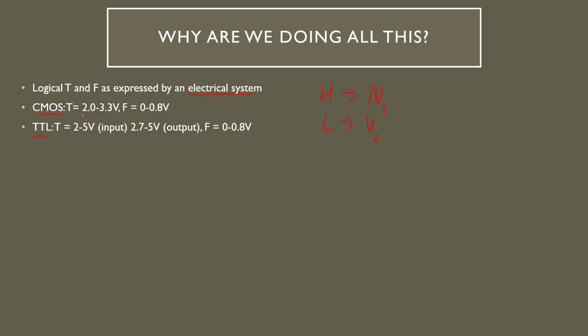In CMOS, true values are represented by anything from 2.0 to 3.3 volts across a component, and false is 0 to 0.8 volts across a component. Similarly, in TTL, the input true is 2 to 5 volts, the output true is 2.7 to 5 volts, and falses are the same for both. So any time the component reads any voltage, it compares it with what it knows.